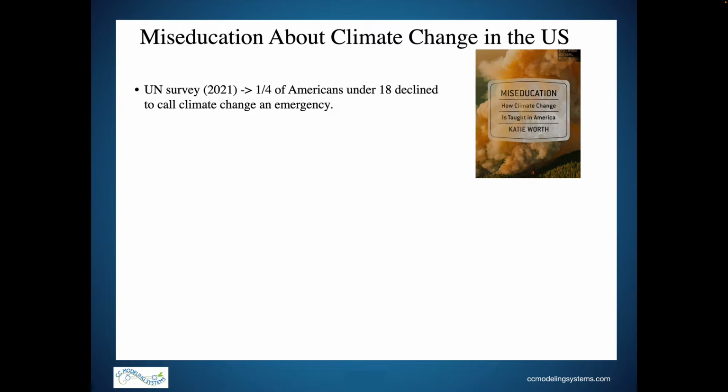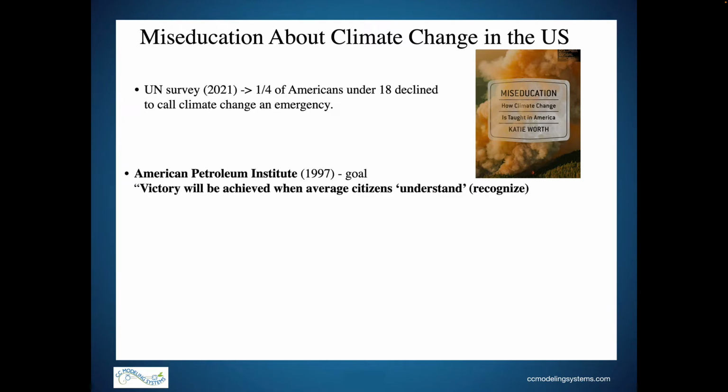A survey in 2021 found that a quarter of Americans under 18 declined to call climate change an emergency. In 1997, after the Kyoto Climate Summit meeting on global climate change, the American Petroleum Institute had a goal that was stated as, "Victory will be achieved when the average citizen understands the uncertainties in global climate change." At that point, they wanted to specifically target this message to teachers and students. So they did not want to deny, per se, global climate change, but to say maybe it's a problem. That strategy would not evoke strong opposition to the message.